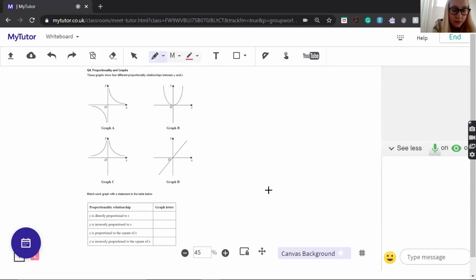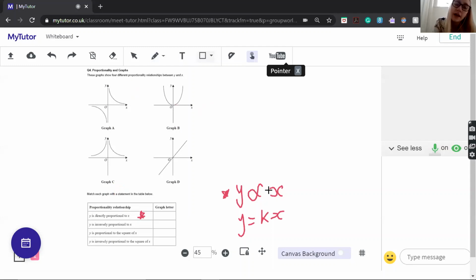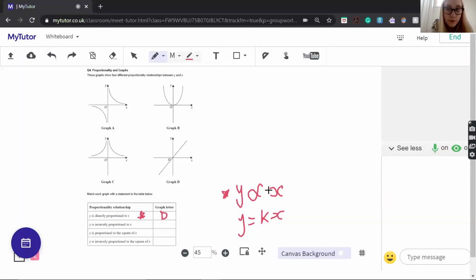So let's think about this first one. Y is directly proportional to x. Well, let's think about what that means. It means that y equals kx. Now, which one of these looks like a graph of y equals kx? Well, it's this one, a straight line graph. We don't know what the gradient is. That doesn't matter. The gradient is our k that we're finding. Y is directly proportional to x, and that means you can draw a straight line graph between them. So the answer to this one is D. Hopefully that makes sense. You've basically just got to think about what it is that you're looking at.